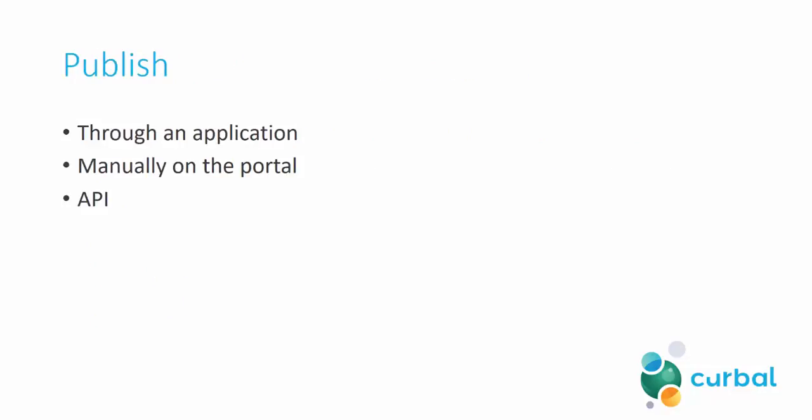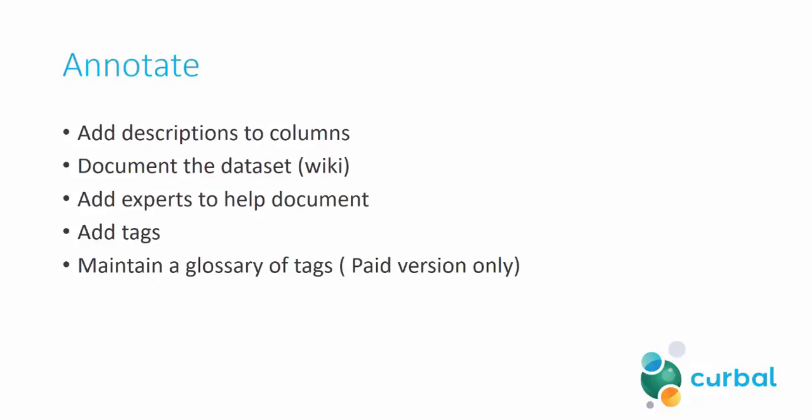So when it says you can publish data to the Azure Data Catalog, you can do it through an application, I'll show you that, manually on the portal, or through an API. I haven't tried the API myself. If I do, I will post a video, of course. Annotate, this is I think one of the great features, that you can actually annotate descriptions to the columns on your data source. You can document the entire data set on a wiki. I think this is fantastic.